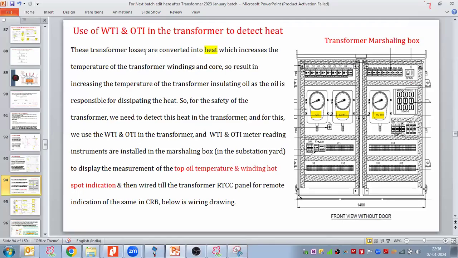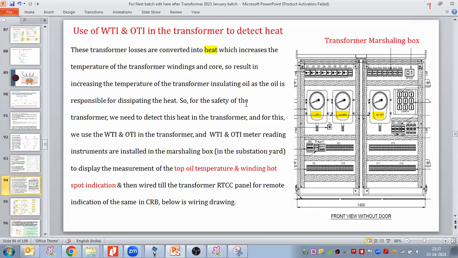So these transformer losses are converted into heat. Heat is I square R, as we know. So current and resistance produce heat, which increases the temperature of the transformer winding and core as well. This results in increasing the temperature of the transformer insulating oil, as the oil is responsible for dissipating the heat, and the oil is in touch with the core and winding, so the oil temperature will increase.